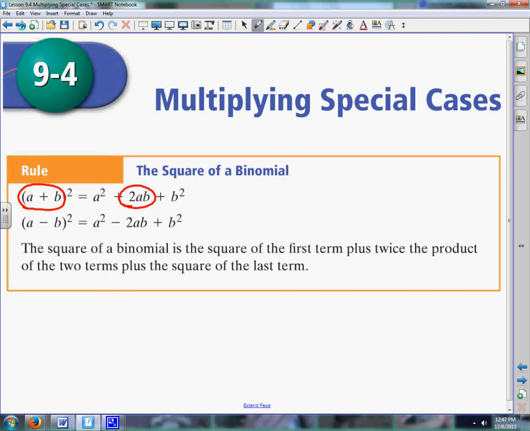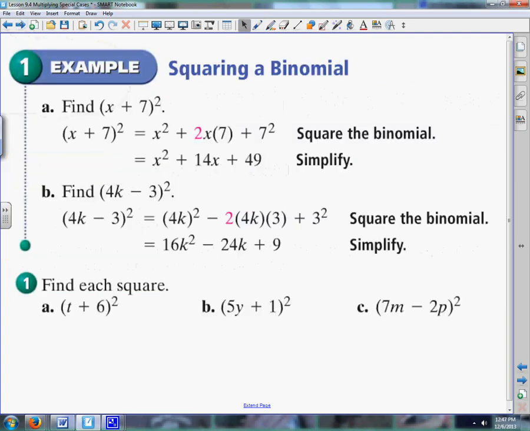So then with subtraction, you're going to still square your a and square your b, but then you're going to have minus 2ab. So let's try this.